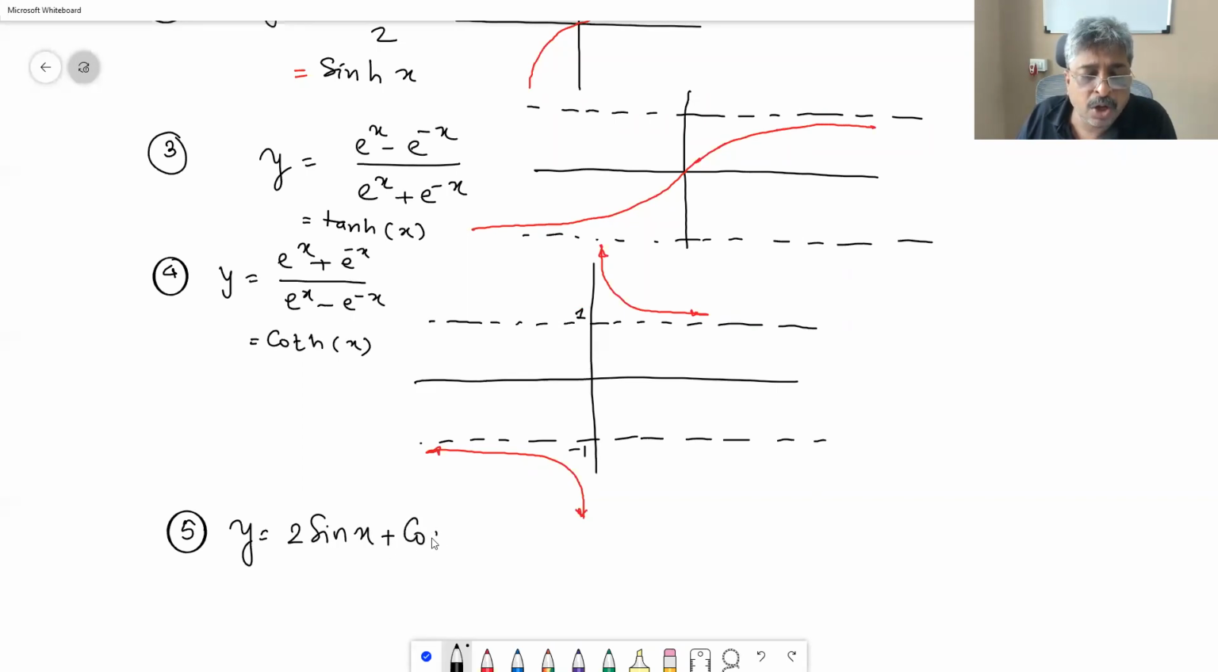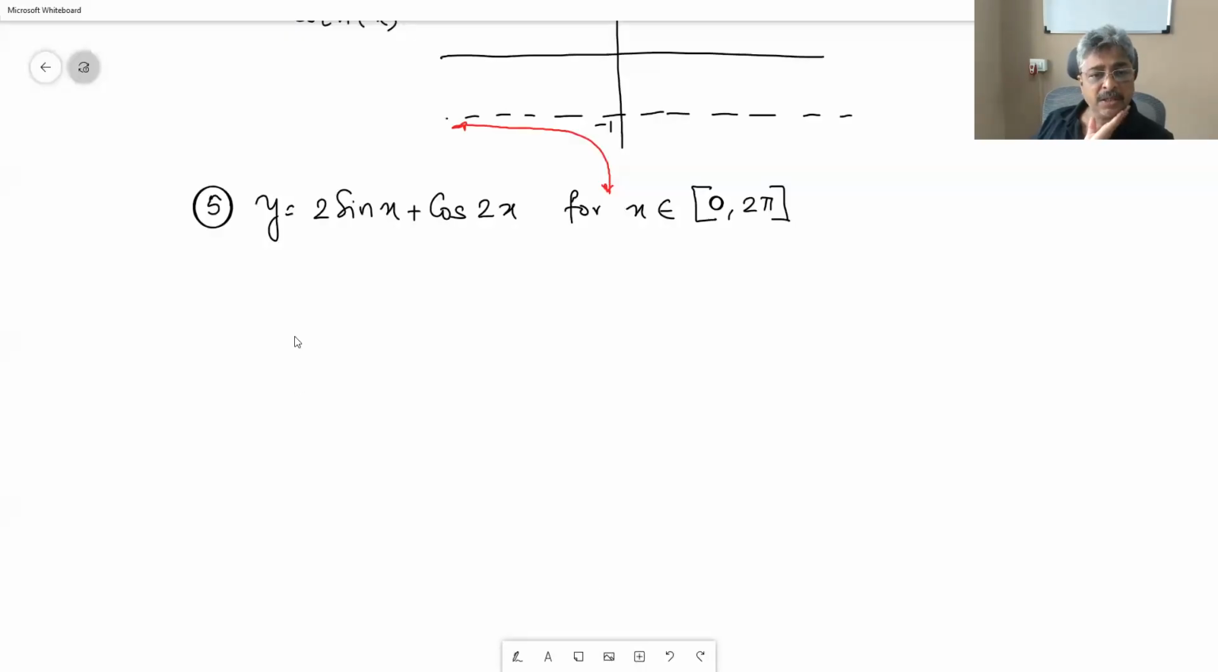Fifth problem. 2 sine x plus cos 2x. Now you need to do proper detailing of this function, and I want a graph for x belonging to the closed interval 0 to 2 pi. Okay, and proper detailing. I mean, by looking at your sketch, every piece of information should be known to the one who is observing your graph. Take your own time.